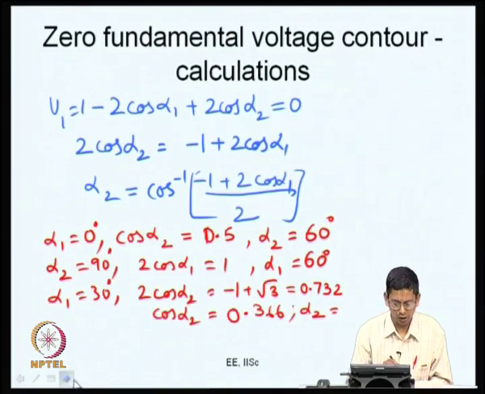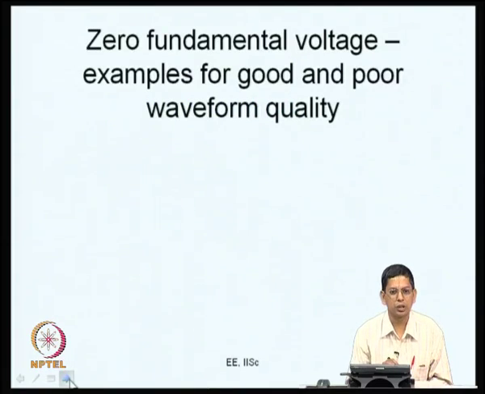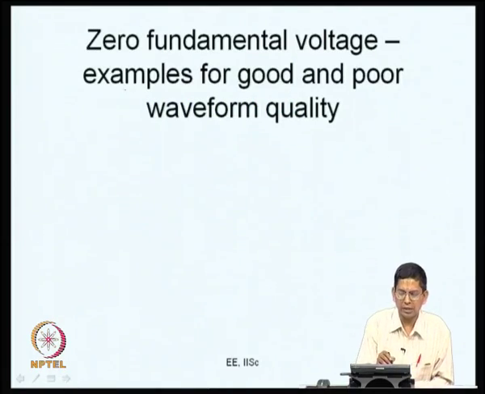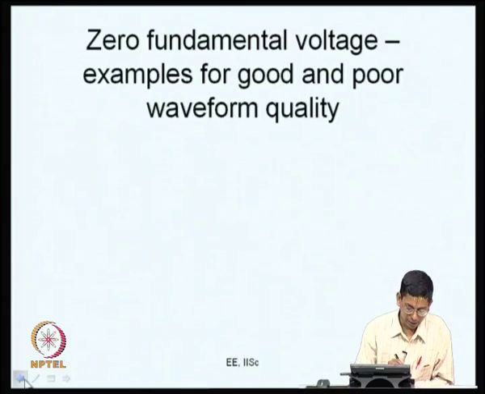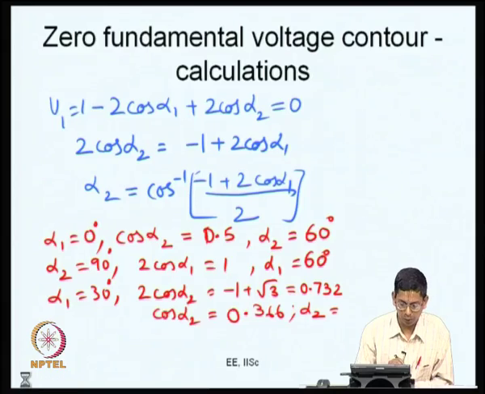So, what is good and what is bad about it is the situation now. So, we have to find some examples for good quality waveform and some examples for poor quality waveform. So, what are good quality waveforms, what are poor quality waveforms? Okay. Let us look at some examples here, going through points one by one.